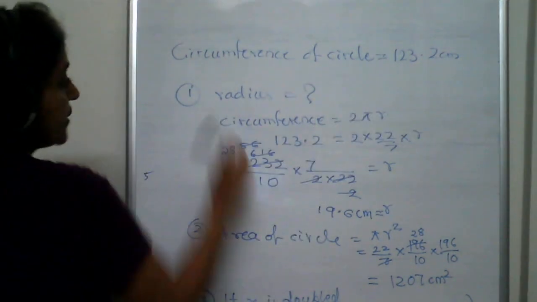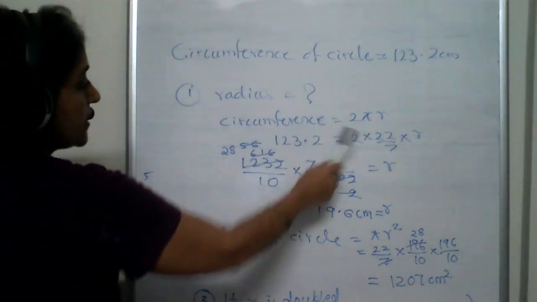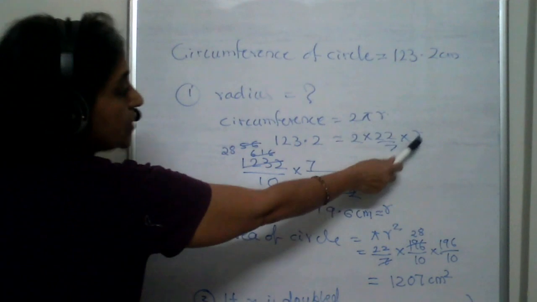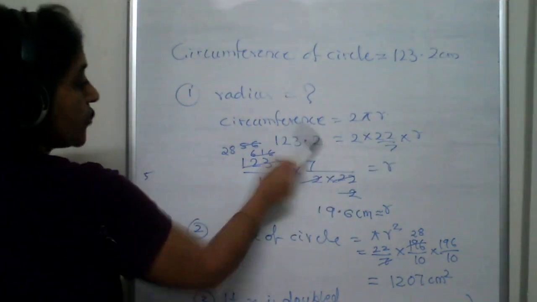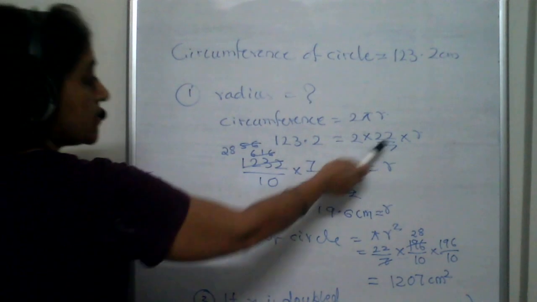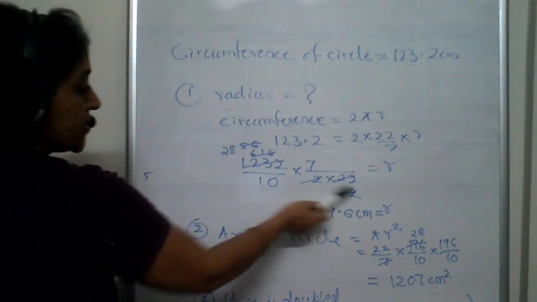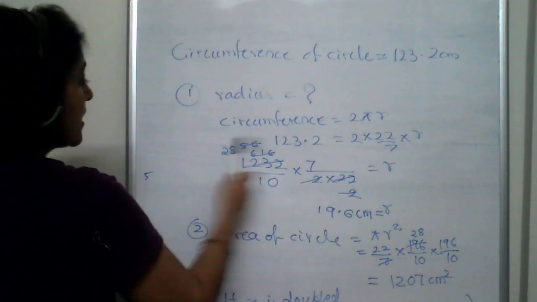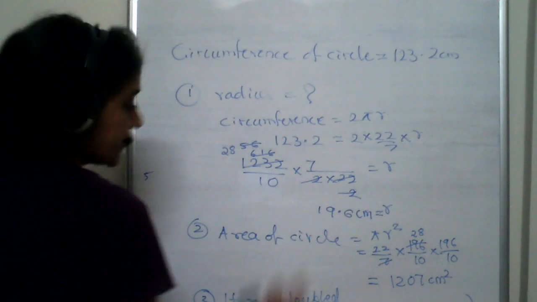If I have to find the radius, I need to use the circumference formula, that is 2 pi r. So 2 pi r, you can substitute. R is supposed to be found, so we have kept r as it is, equal to 123.2. Now when you transpose this, 2 into 22 are in the numerator, it will come to the denominator. 7 was in the denominator, it comes to the numerator. After cancellation, I get 19.6 centimeter as the radius.